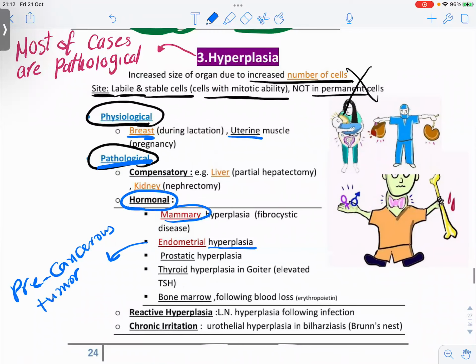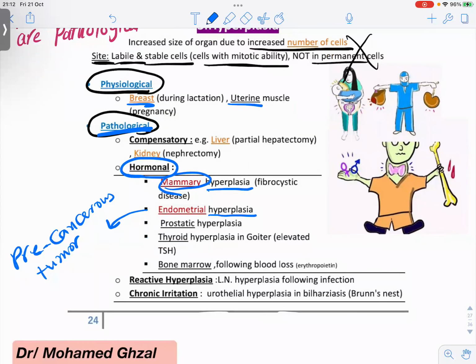Also, inside the mammary gland of the breast, the estrogen can cause hyperplasia, but if the woman has a lot of estrogen, it can cause mammary or breast cancer. It's also a precancerous tumor. It's called mammary hyperplasia. It's precancer. It can turn into cancer. And mammary hyperplasia is the old name. Now in new books, we call it fibrocystic disease.